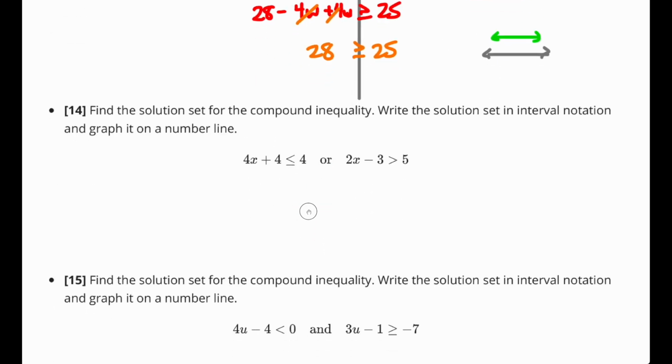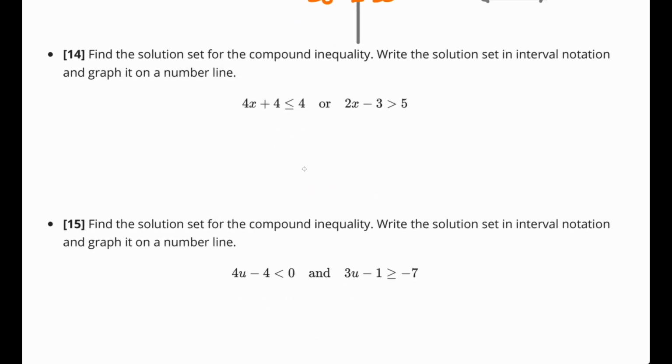14, it says find the solution set for the compound inequality, write the solution set in interval notation, and graph it on the number line. Okay, so now we have an OR that we're going to try to solve for, and then we have to use a union because it's an OR for this when we write it in interval notation, and then we're also going to graph it on the number line.